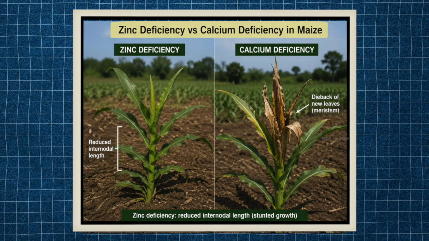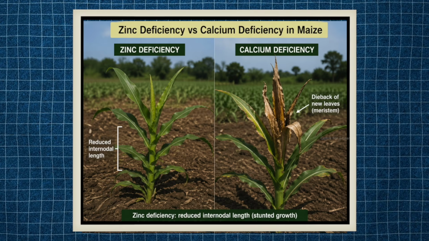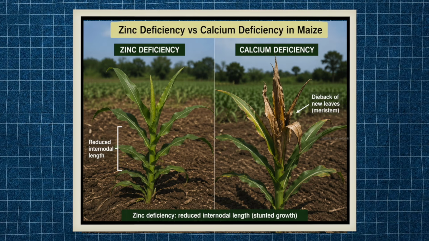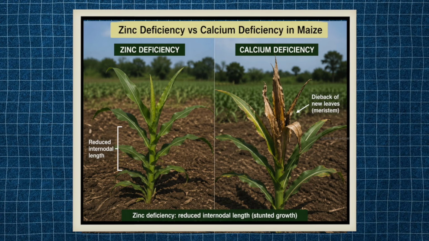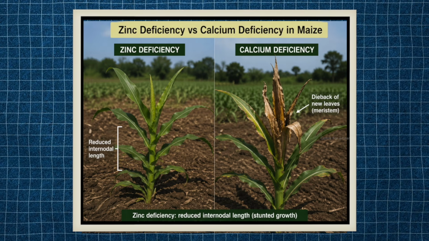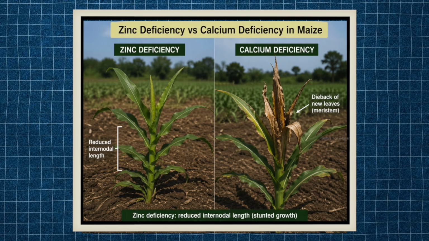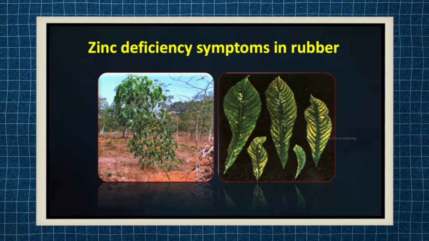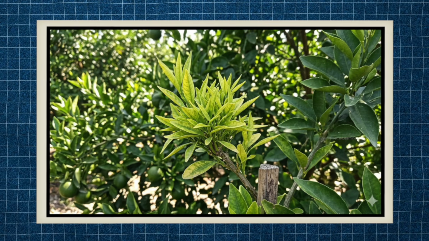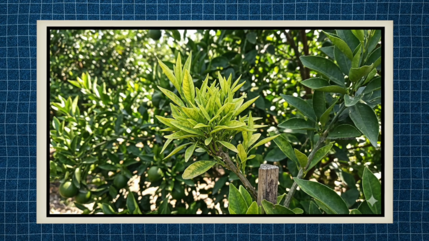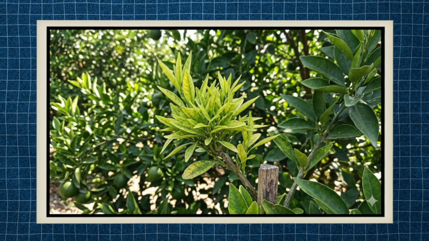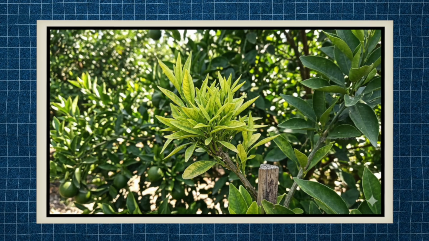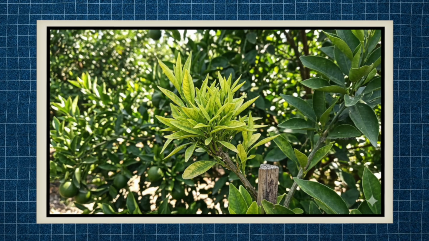Here what happens is internodal length is reduced. So from a distance you can feel that all the leaves are coming from a single point. Such an appearance is called a rosette appearance, and the leaf size will be reduced, as you see in the case of rubber. So these two are the typical symptoms of zinc deficiency, little leaf and rosette. Rosette appearance because of shortening of internodes, and leaves are abnormally small and of abnormal shape also.